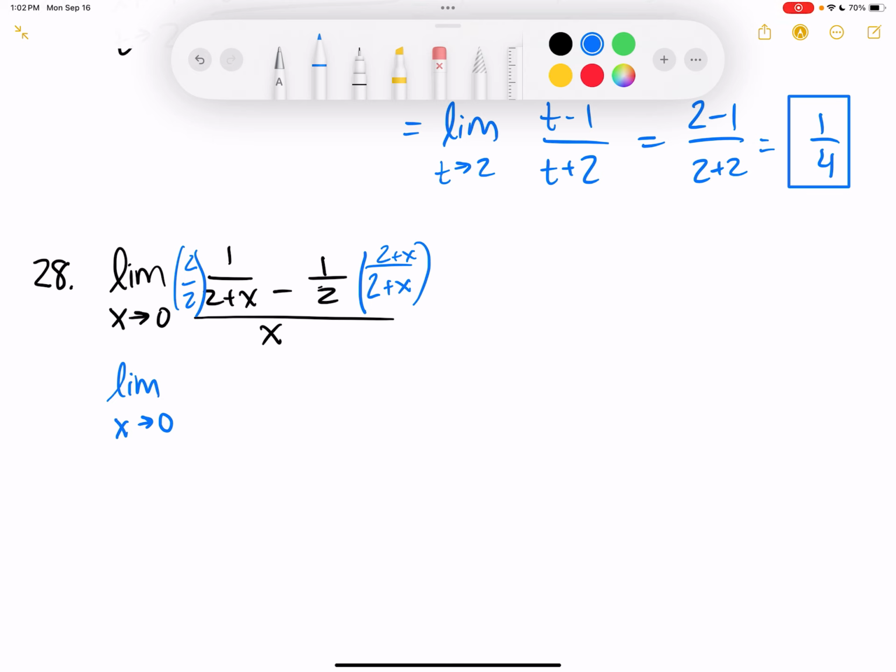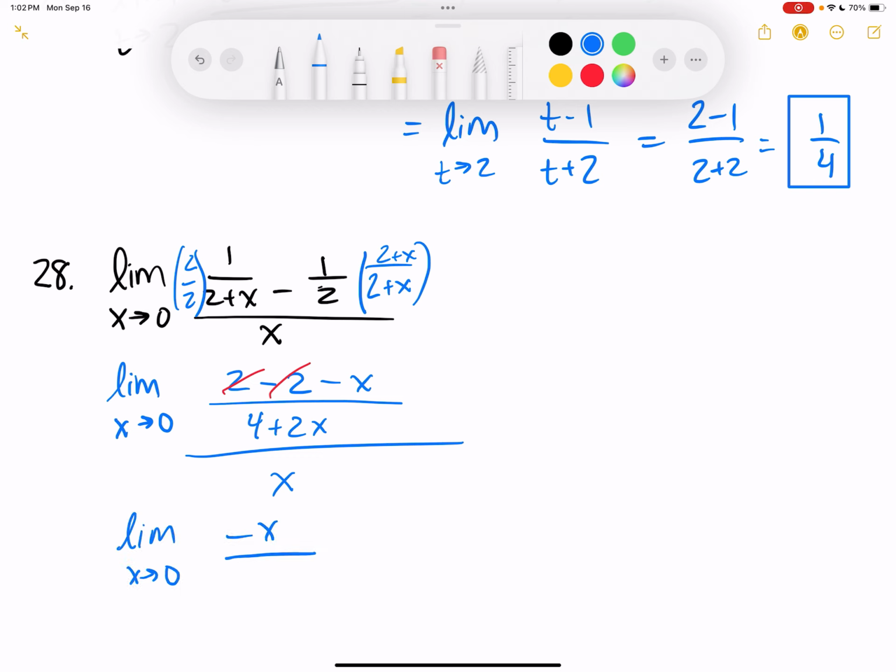So this would give me 2 minus 2 minus x over 4 plus 2x, all over x. The 2 and the negative 2 cancel. So I now would have the limit as x approaches 0 of negative x over 4 plus 2x times 1 over x. Now what?